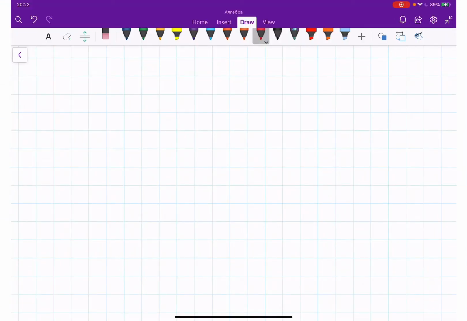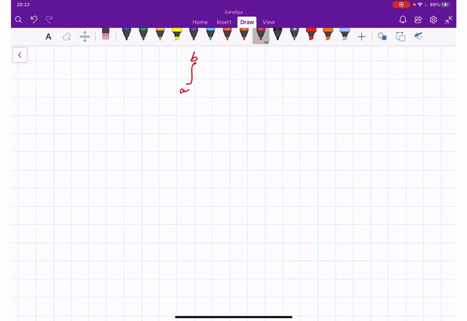Okay, in this video we are going to practice properties of definite integrals. Which are the properties of definite integrals? Well, they are very similar to the properties of indefinite integrals. The integral from a to b of k f of x dx is equal to k times the integral from a to b of f of x dx. The constant comes out.